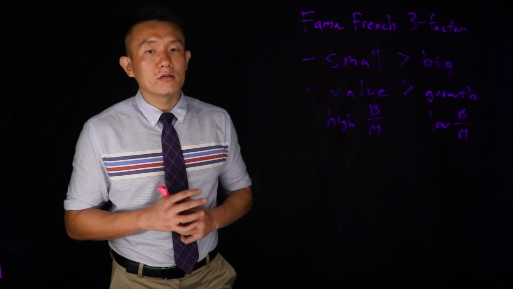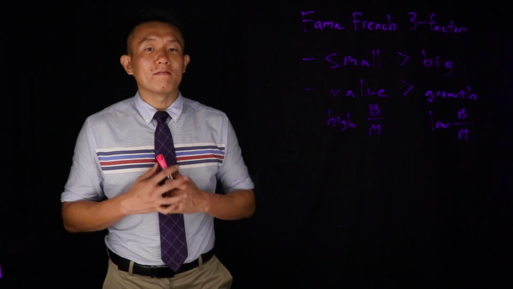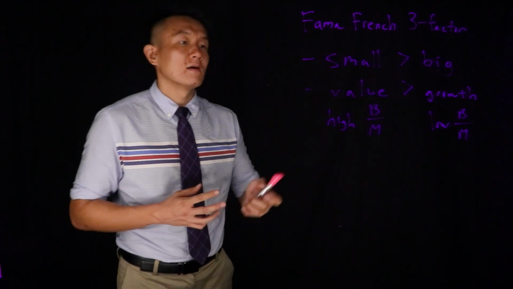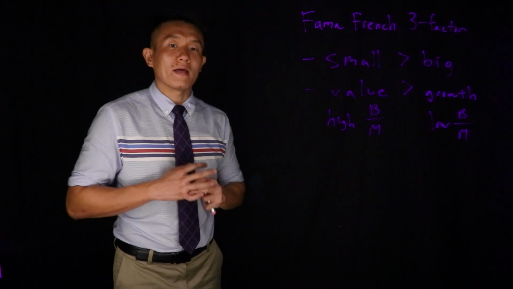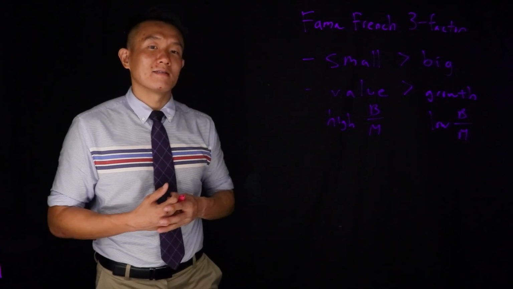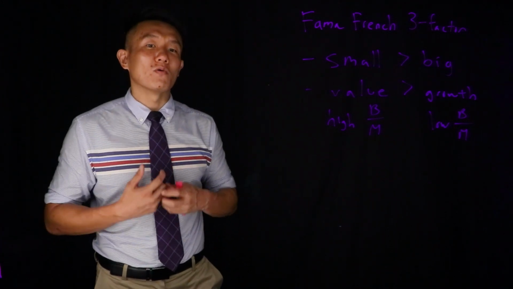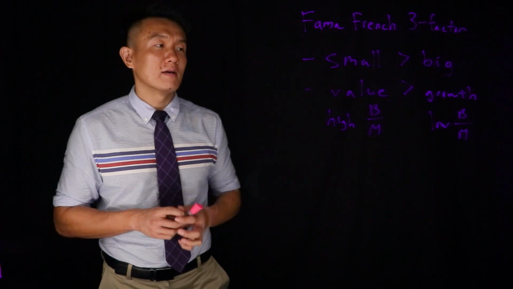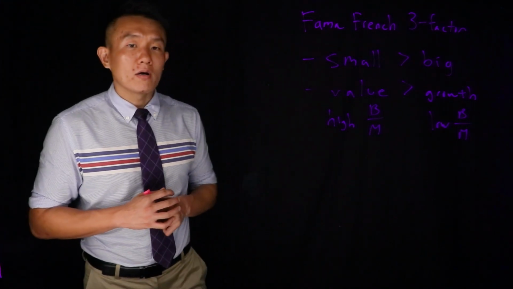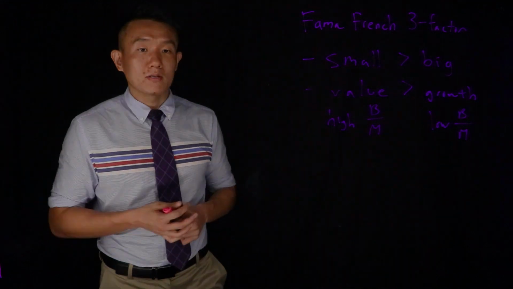Another thing they wanted to include as a risk factor was that value stocks, basically stocks where they had a lot of assets on the books compared to what they were worth on the open market, were going to offer an excess return over growth stocks.